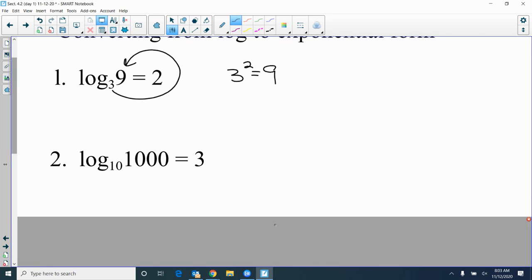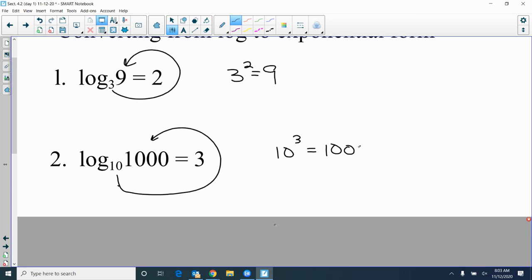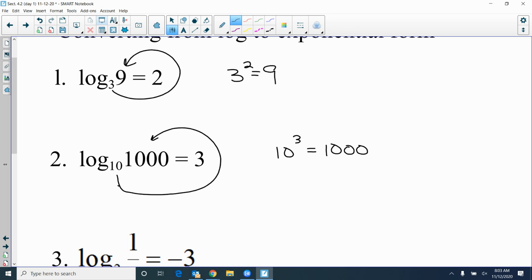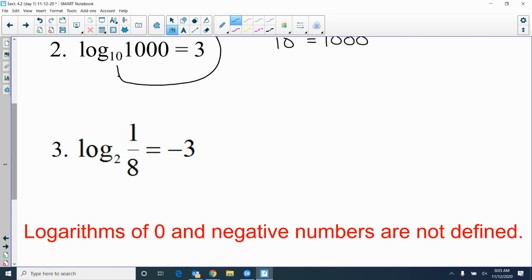Log base 10 of 1,000 equals 3. 10 to the third equals 1,000. And then lastly, 2 to the negative third, because that's 1 over 2 cubed, equals 1/8.